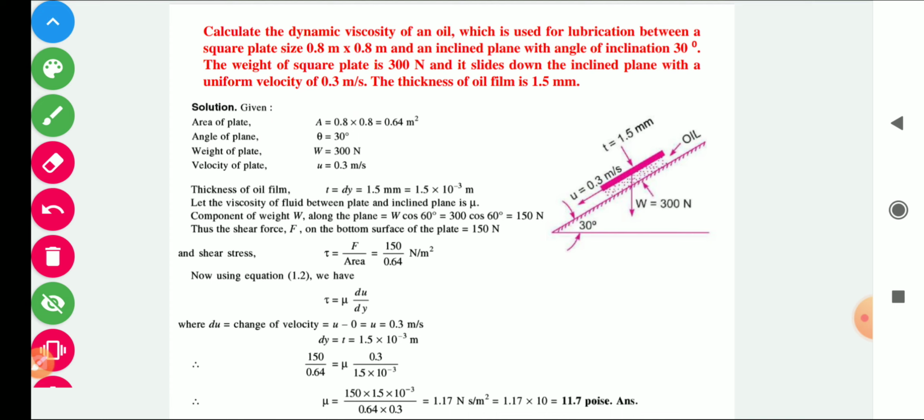So the dimension of this plate is given as 0.8 into 0.8 meter. The angle of inclination is given as 30 degree, and the weight of the plate is 300 Newton and it slides down the inclined plane with a uniform velocity. Velocity is given as 0.3 meter per second.